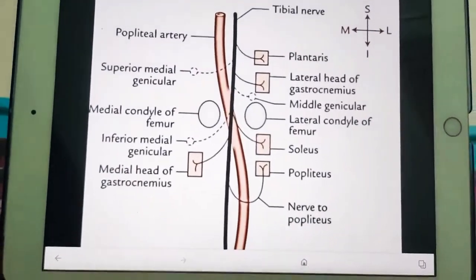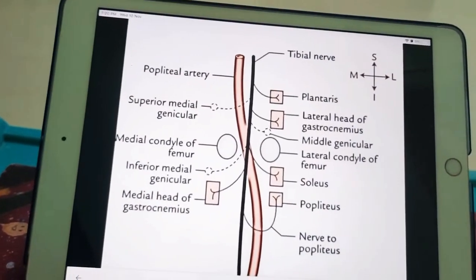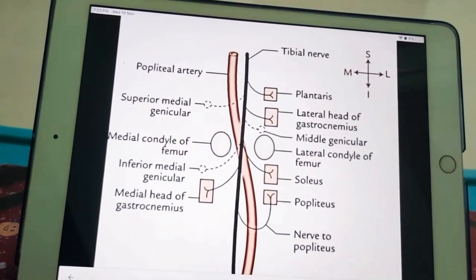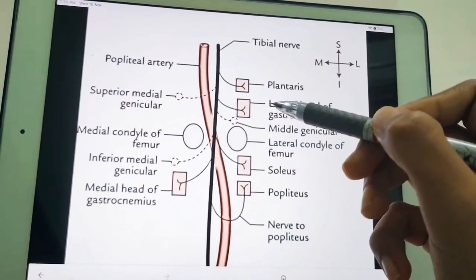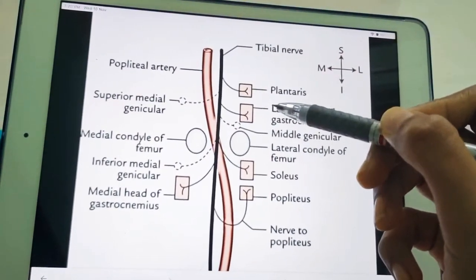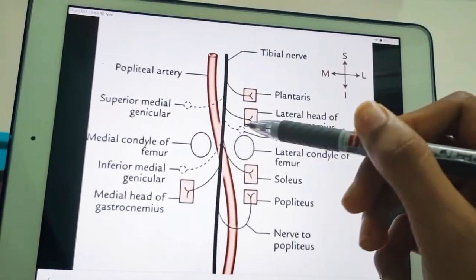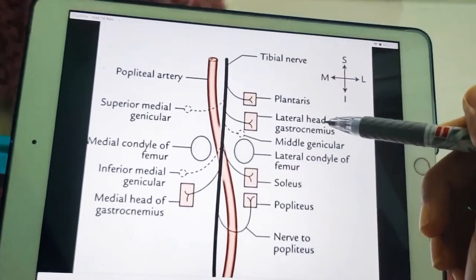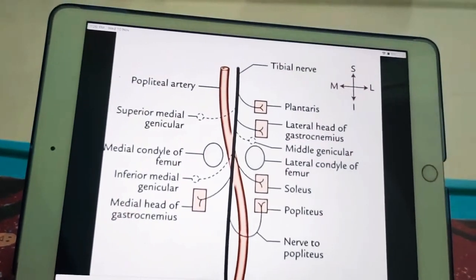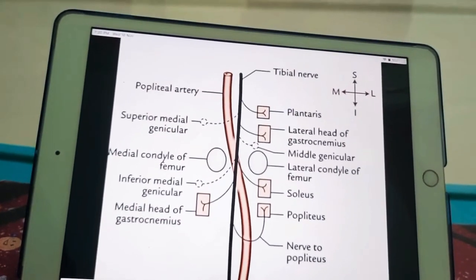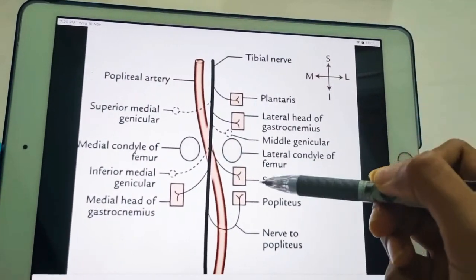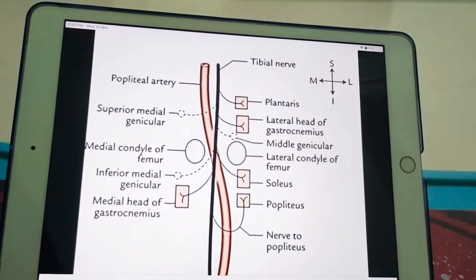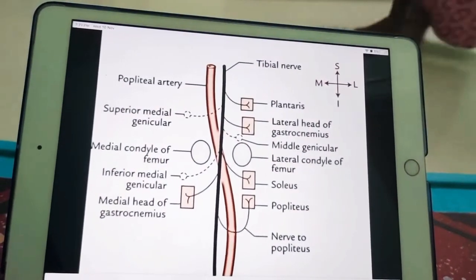Next, we are going to discuss the muscular branches, which mainly arise in the distal part of the fossa for the lateral and medial heads of gastrocnemius. So you can see the lateral head of gastrocnemius and the medial head of gastrocnemius. These are the muscular branches which are mainly going to the gastrocnemius muscle. Okay, and also they are going to soleus, plantaris, and also the popliteus. So these are the muscular nerves which are mainly supplying these muscles.